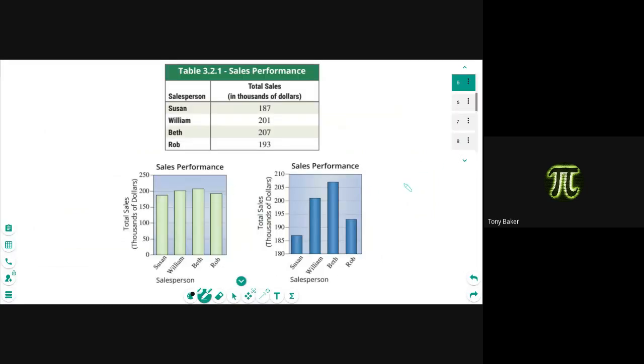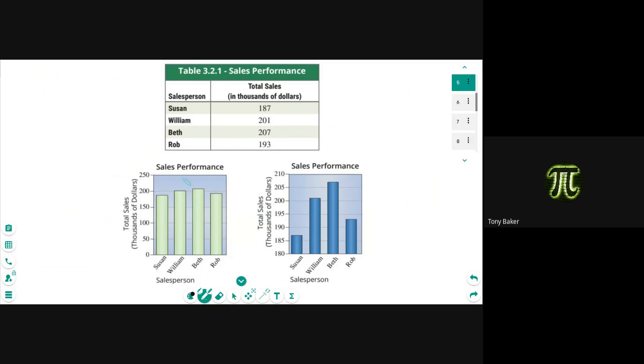All right, so here's another bar chart. This is sales performance for Susan, William, Beth, and Rob. And the two bar charts below it both show the exact same data. If you were just looking at the bar charts, would they give you the same impression? No.